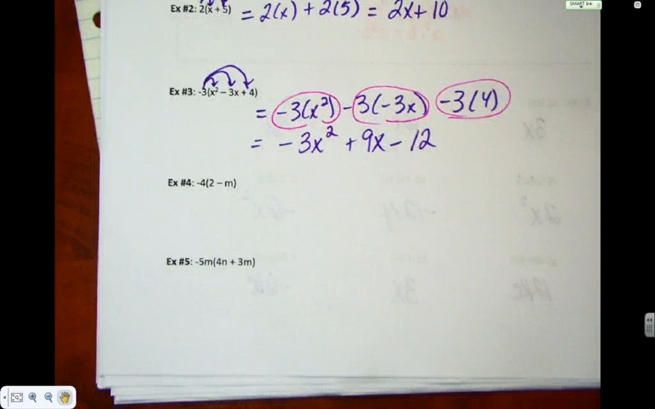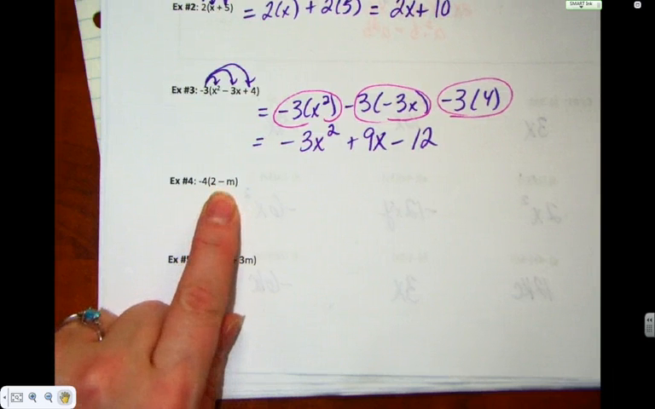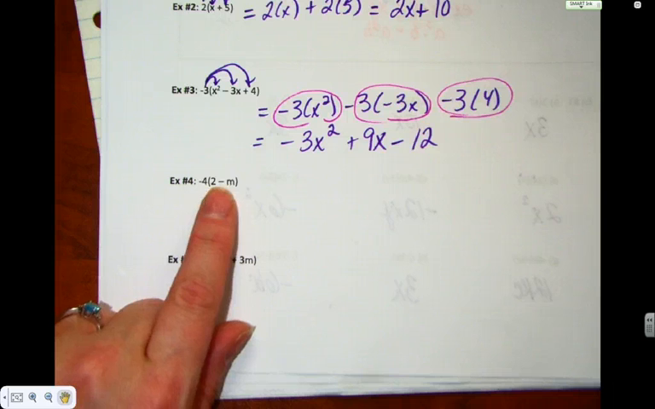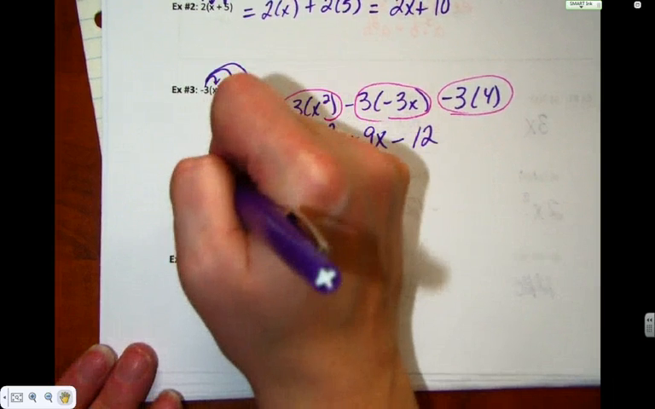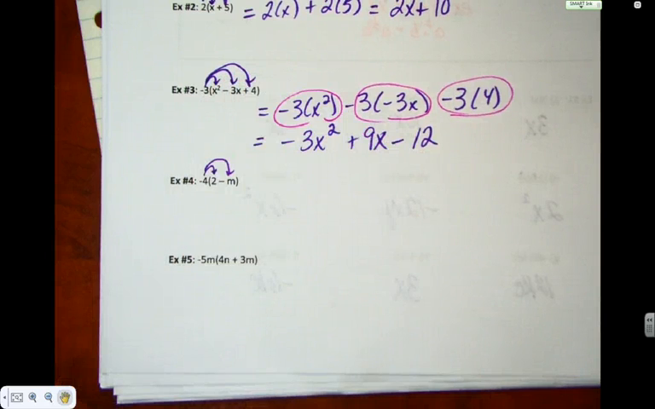Number 4, how do you know when you're doing distribution? So what's in this example, and example 2 and example 3 that wasn't so much in example 1? Yeah, this is more than a monomial. So this will be a binomial, a trinomial, a polynomial. It's when you have 2 terms in the brackets. It means we give the negative 4 to the 2 and the negative 4 to the negative m.